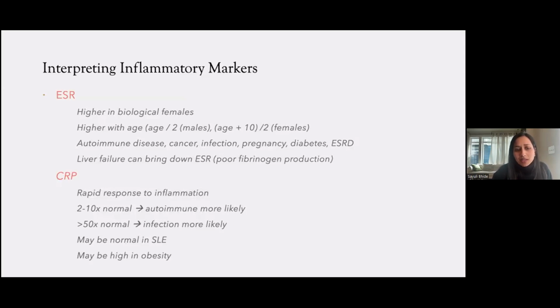And then a rule of thumb with CRP is that if it's 2 to 10 times the upper limit of normal, autoimmune is more likely, and if it's more than 50 times the upper limit of normal, infection is more likely. But I will say, I talked to other rheumatologists about this in practice, and they're like, no, we don't really use that rule. We just look at the clinical picture, and if it's high, it helps. We don't necessarily look at the level.